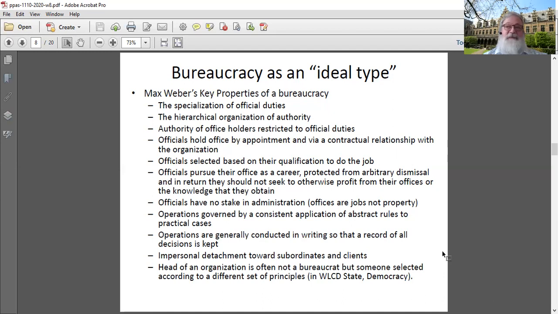Officials pursue their office as a career, protected from arbitrary dismissal. Again, this is the professionalism aspect, right? Public servants tend to enter the bureaucracy somewhere near the bottom or the middle of the pyramid. And then as they gain experience, as they improve their education, as they demonstrate their capabilities, they rise up through the pyramid.